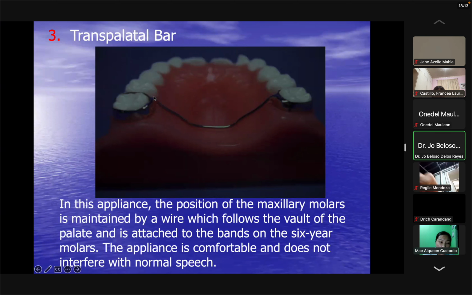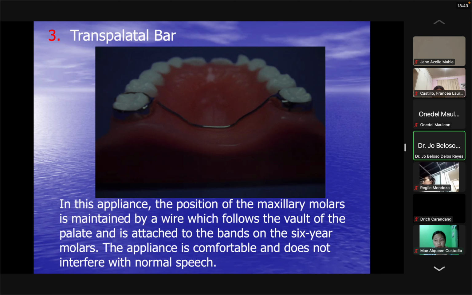Okay, thank you. Again, in this appliance, the position of the maxillary molars is maintained by a wire which follows the vault of the palate. So, ito yung vault ng palate. And is attached to the bands on the 6-year molars. Ang tawag natin dito ay 6-year molar kasi tumutubo siya when the child is already 6 years old. Earliest is 5, but commonly 6.